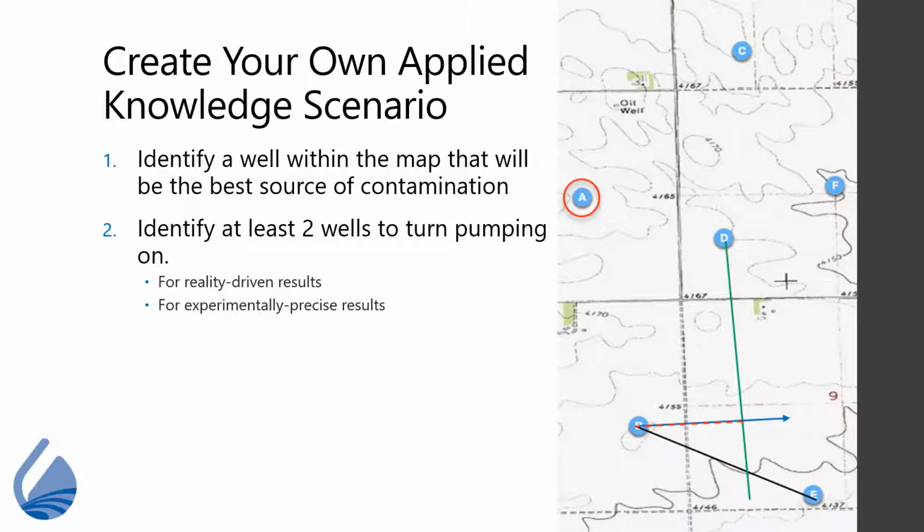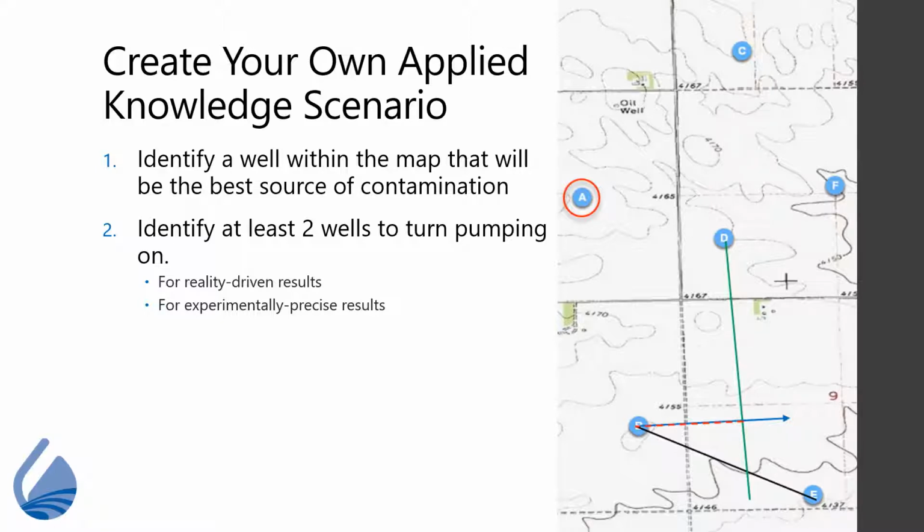1. Identify a well within the map that will be the source of contamination. In the online version, this is best accomplished by choosing one of the wells that was used to calculate the final horizontal velocity. 2. Identify at least 2 wells to turn on pumping. Ideally, at least one of these wells is near enough to a contaminant source to significantly influence the horizontal velocity and flow direction calculated from the map.